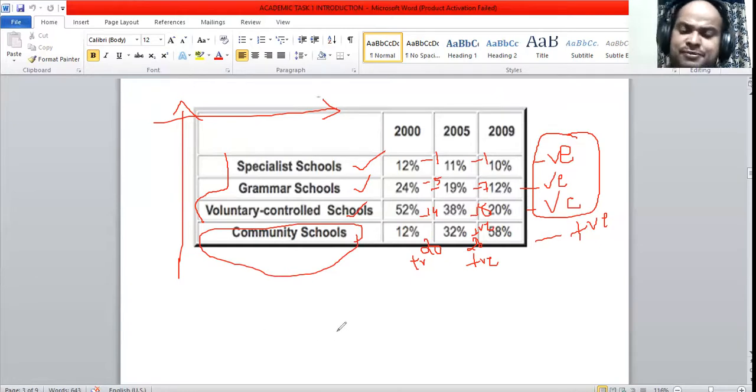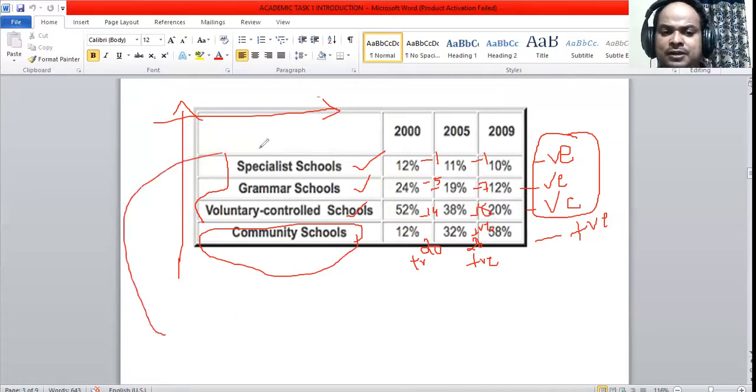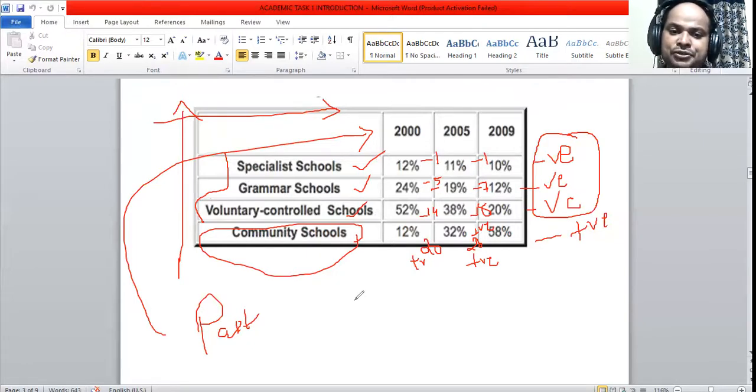Now, first I have seen whether this is a movement chart or a static chart. I understood this is a movement chart. So now I have to go ahead with the tense. I have to use past tense because it is written in past tense. The tense is clear. It's a movement chart. Now I have to write a clear-cut introduction. What exactly is the picture? What is it about? The picture is a table. It shows the performance of the schools from 2000 to 2009.